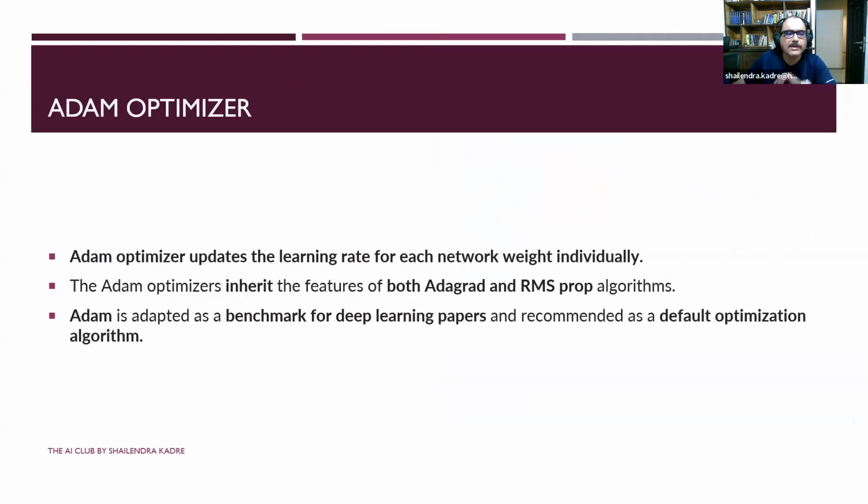Then the Adam optimizer. Adam is the go-to optimizer. It is a benchmark optimizer accepted by researchers, and it combines the benefits of AdaGrad and RMSProp. Convergence is faster with the help of Adam. But all the time you cannot go for Adam. Go for Adam the first time. If it doesn't give a proper result, then use either AdaGrad, RMSProp, or some other optimizers based on your experience.